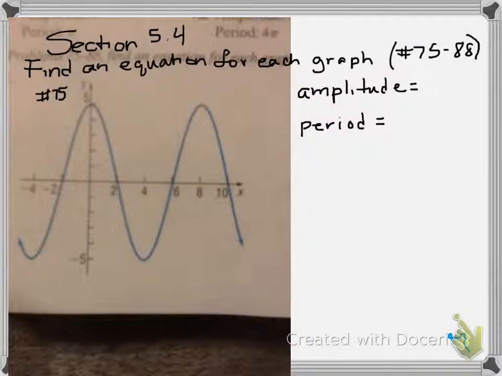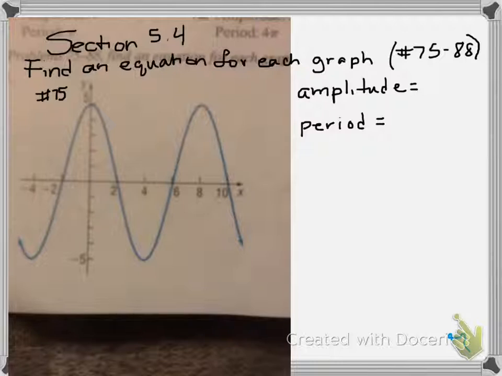Alright, in this last set of problems, you're given a graph and you have to find an equation for each graph. Before, you were given the amplitude and the period and you had to write the equation. This time you're given a graph, so you have to identify the amplitude and period from the graph.